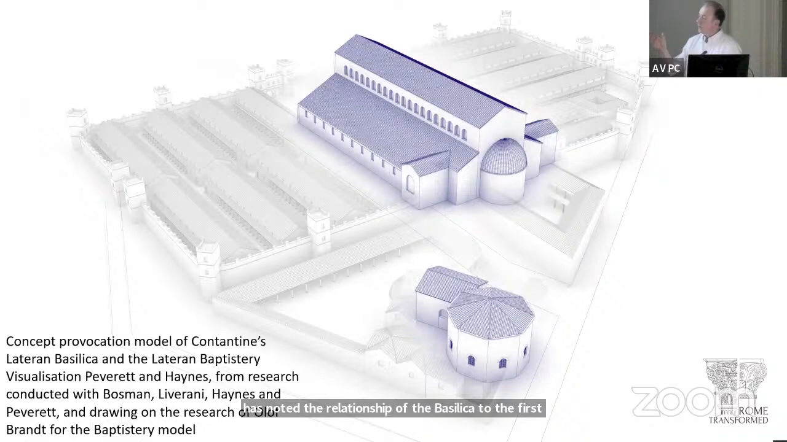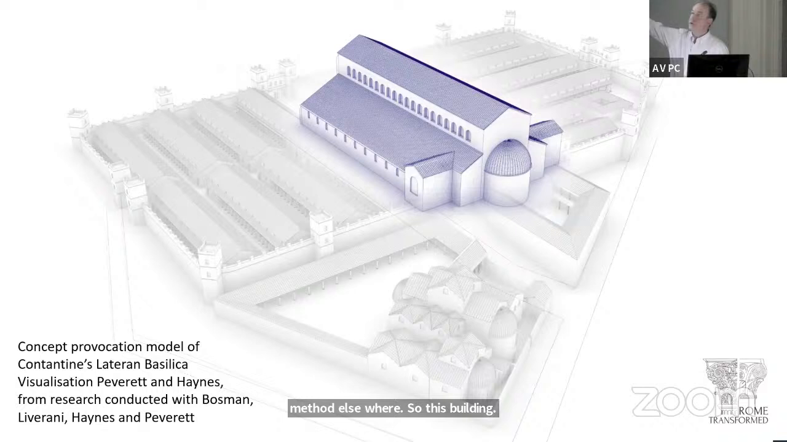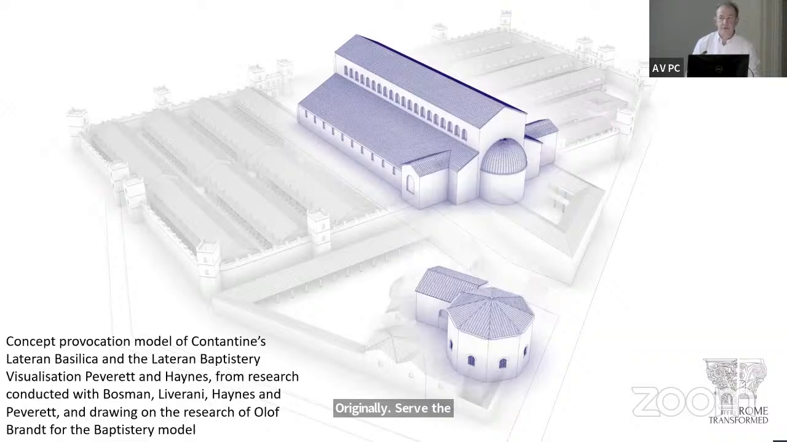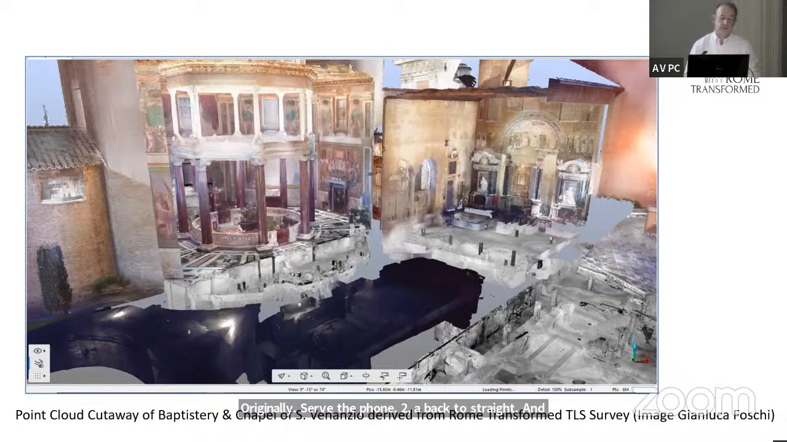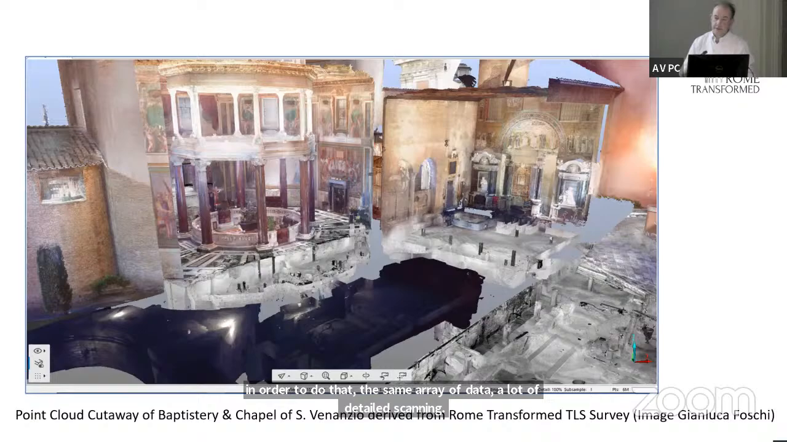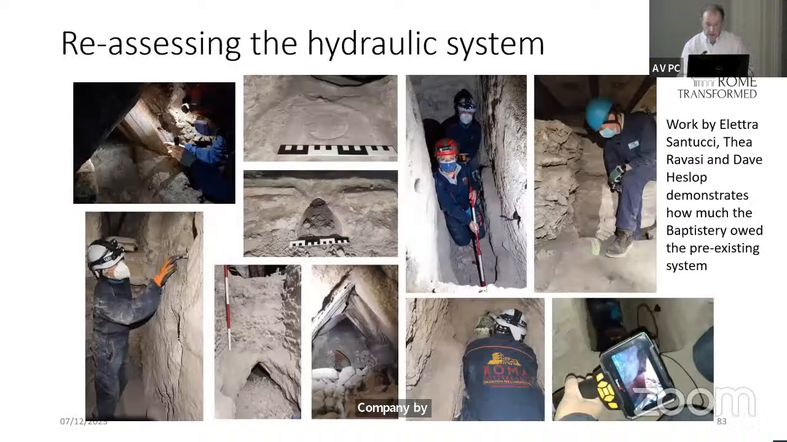Now, one of the challenges for us when applying the same method that we've been applying elsewhere to this building is how we get a transformation from what is a bath complex, originally we think now designed to serve the poor, to a baptistry. And in order to do that, we've again gone through the same array of data, a lot of detailed scanning, accompanied by detailed on-site structural analysis, and crucially, hydrological analysis too.